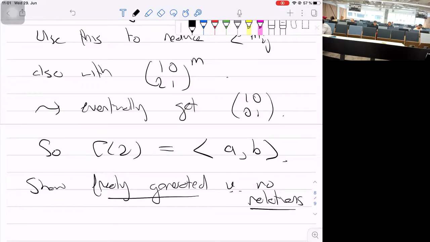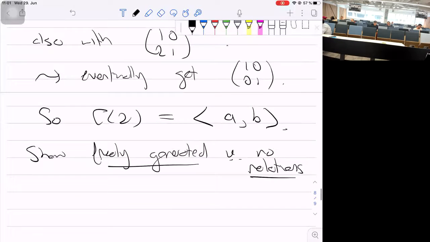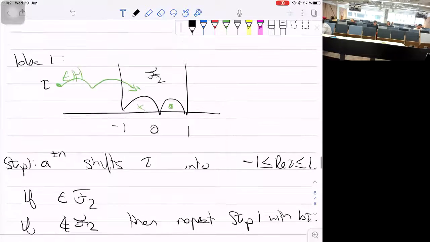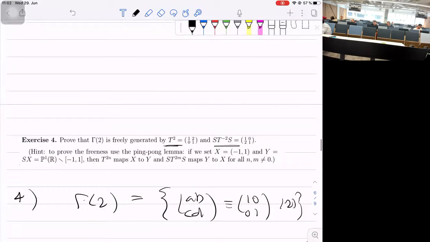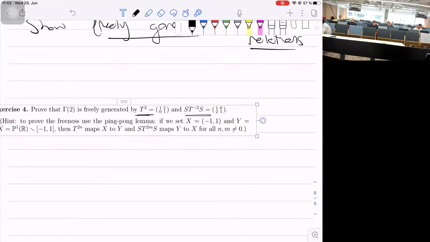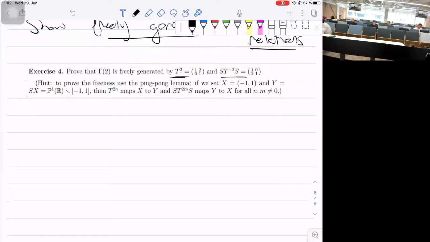So we want to show that there aren't any relations between A and B of these generators. For that, we need to use the hint in the question. That takes it a bit further down. And the hint is to use something that's called the ping pong lemma. So let me explain what that is now.